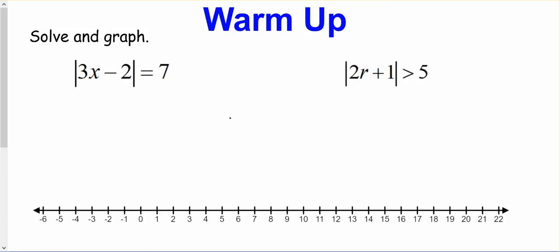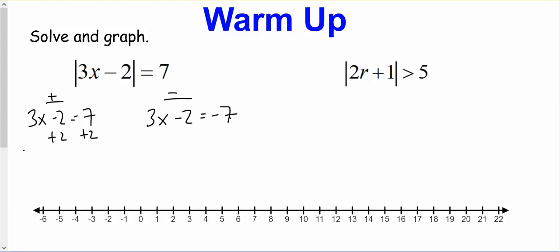Some absolute value equations. We've got our positive side, 3x minus 2 equals 7. Our negative side, 3x minus 2 equals negative 7. We can add 2 to both sides. 3x equals 9, divide by 3, x equals 3.